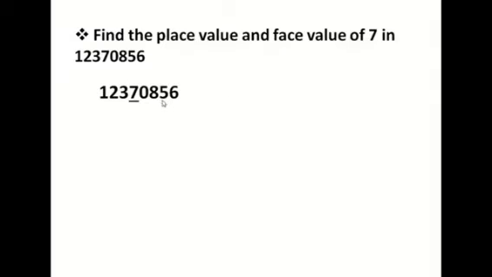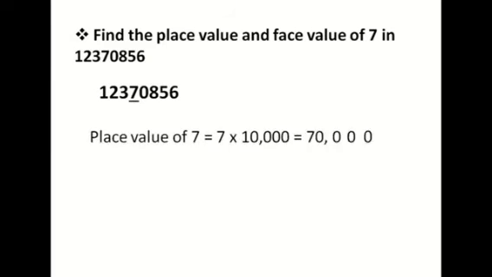So units, tens, then 100, 1000, 10,000. So the digit multiplied by the place value. So 7 into 10,000 will give you the place value of 7. And face value is nothing but the digit itself. Yes? So please find it. So place value of 7 equals 7 into 10,000 equals 70,000. And the face value? It is nothing but the digit 7 itself. Yes?